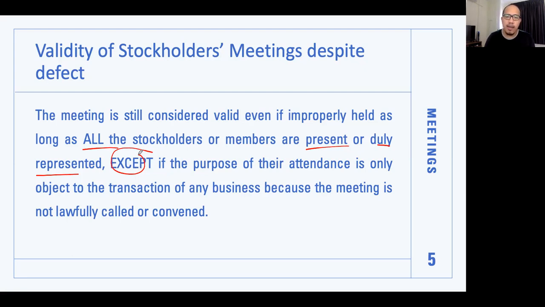Magiging valid pa rin kasi they are ratifying the defect. Pero kung yung pagpunta nila doon ay, bakit pumunta ako dito, para sabihin na invalid tong meeting na to. Pumunta ako dito para sabihin na kulang yung araw, walang agenda, walang notice, etc. Mali yung lugar. Bakit tayo napunta sa Laguna? Hindi naman part ng Metropolitan Manila yung Laguna. Mga ganon, no?